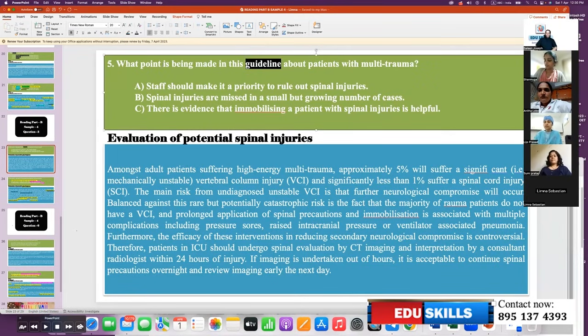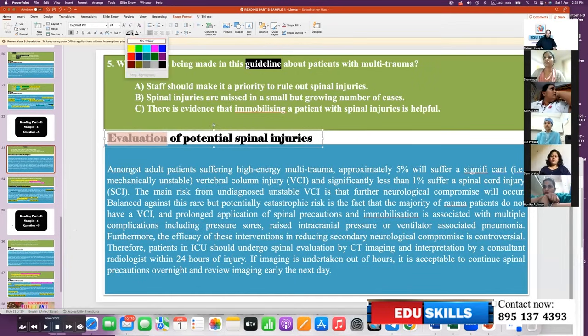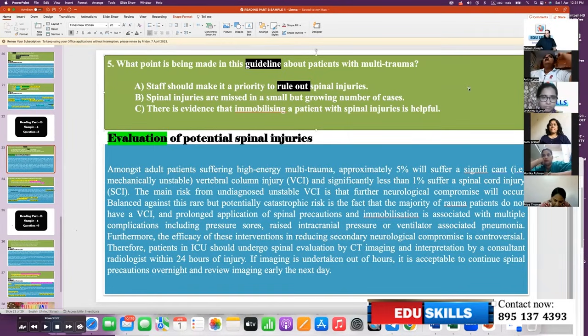Okay, what is the guideline? Staff should make it a priority to rule out spinal injuries. Spinal injuries are missed in a small but growing number of cases. There is evidence that immobilizing a patient with spinal injuries is helpful. Evaluation of potential spinal injuries. What is that evaluation? Do you have any options with this idea in the answer options? Yes, option A, for the rule out. Evaluation, diagnosis is to rule out. Simply, if you know that from the heading, you can get it. I don't say that is the answer. Let's check whether that is the answer.